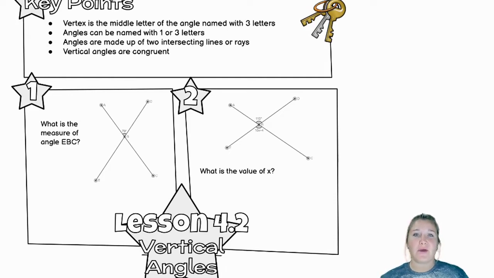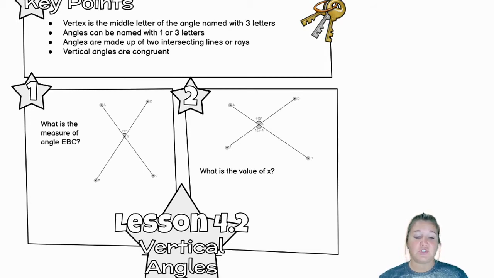So, just a quick reminder about angles is that the vertex is always the middle letter whenever you name them. If you name them with three letters, that middle letter is the vertex, which is kind of like the point of an angle. Angles can be named with one or three letters. Typically, it's better to name them with three letters because you're a little bit more precise, but sometimes all you're given is one letter, so it can be named with one letter.